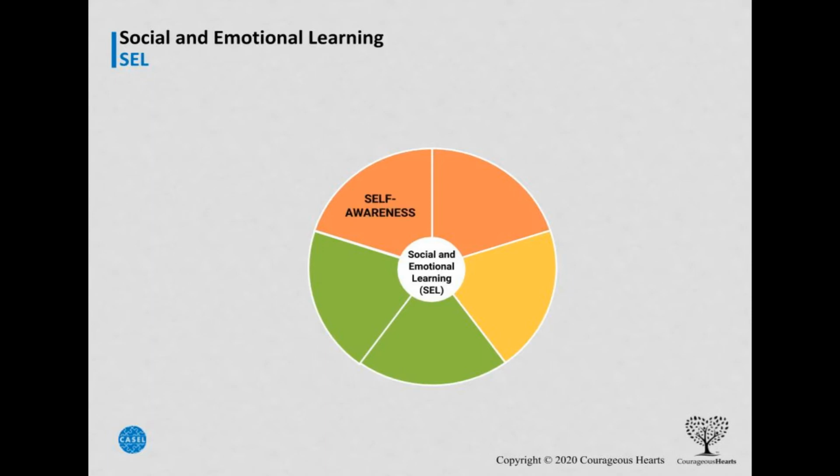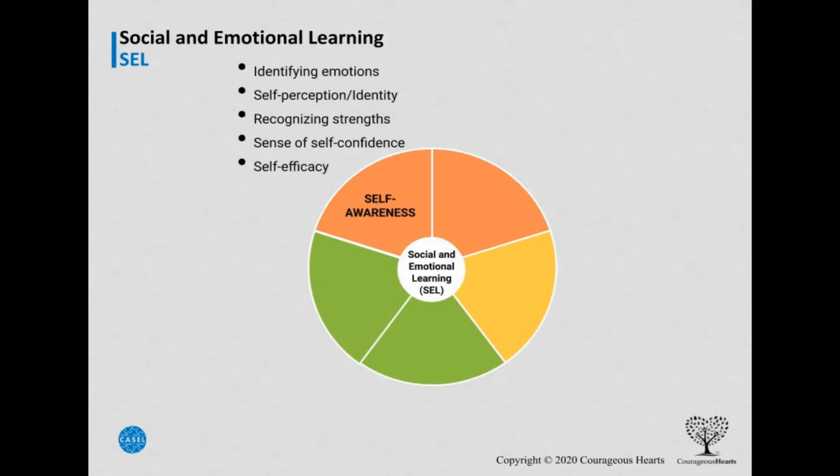We'll start with self-awareness, which is an internal competency, as mentioned. And CASEL has come up with what I call sub-competencies, or characteristics, that are developed within that competency. So within the self-awareness competency, you have identifying emotions, self-perception and identity, recognizing your own strengths, and then also developing a sense of self-confidence, self-esteem, and then self-efficacy.